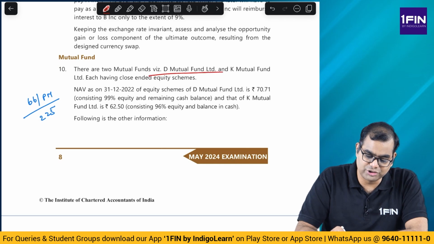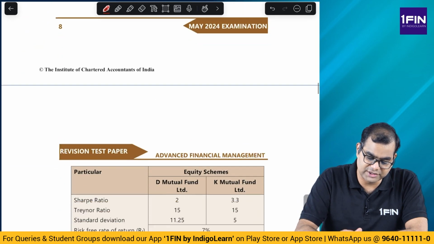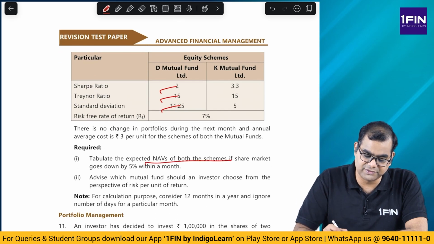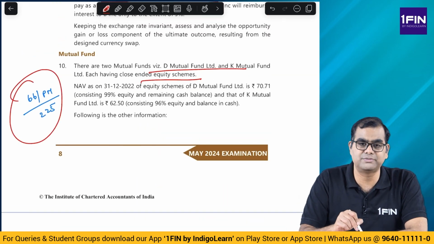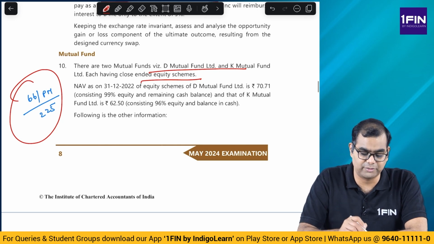Mutual funds. There are 2 mutual funds, D and K, each having close-ended schemes and consisting of so and so. Their Sharpe ratio, tenor ratio, standard deviation is given. Tabulate the expected NPVs of both schemes. Advise which one they should choose. This is a question from portfolio management chapter. We have solved it in portfolio management because tenor and Sharpe ratio are given in portfolio management chapter.